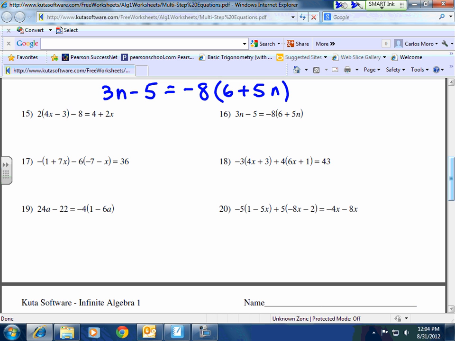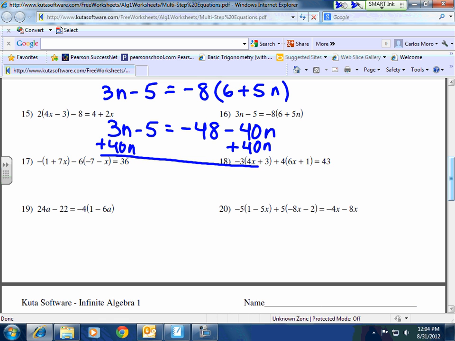Let's go ahead and follow the same procedures. First, distributive property. All right, 3n minus 5 equals negative 48 minus 40n. Now let's combine like terms on both sides. I don't have any. Let's go ahead and get the variables together on one side. So I'm going to add 40n to both sides to get rid of the negative 40n. And that's going to be 43n minus 5 equals negative 48.